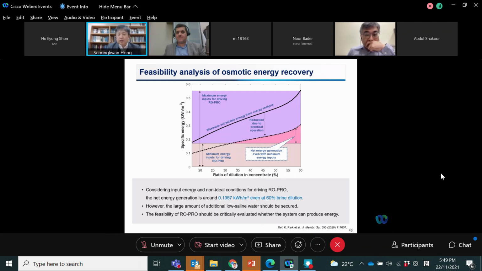SWRO plants should be located where a sufficient amount of low saline water can be supplied, as shown in this diagram. The feasibility of osmotic energy recovery is not high enough to realize commercialization at present. However, the potential for the osmotic energy recovery process is still good considering the extent of possible reduction in practical operations. If factors affecting this maximum extractable energy reduction can be improved, the amount of net energy generation will increase beyond the point of economic feasibility.